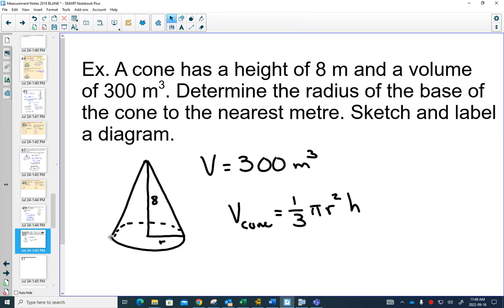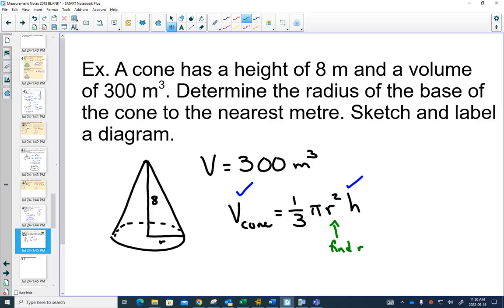But this time, I want to find the r. So if I want to find the r, the only way that's possible is if I can put in numbers for everything else. Do I know the height? Yes, I'll put a little check mark there. Do I know pi? Yes. Do I know 1/3? Yes, those are numbers. Do I know the volume? Yes. I can put a check mark there.